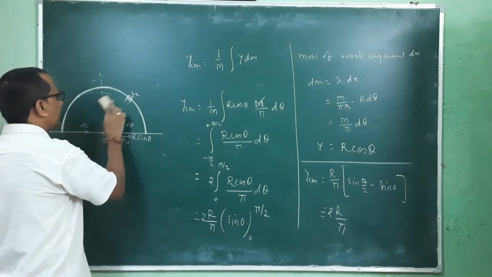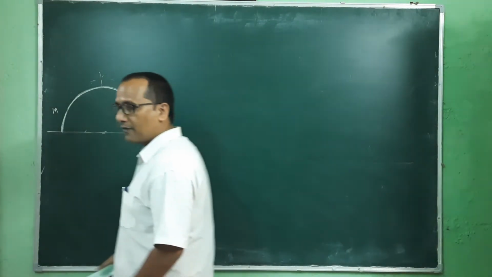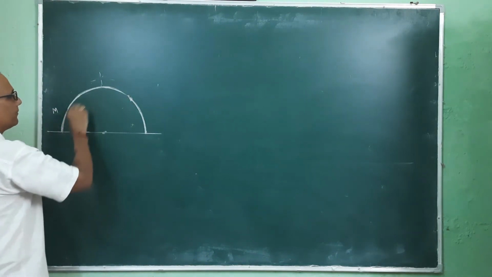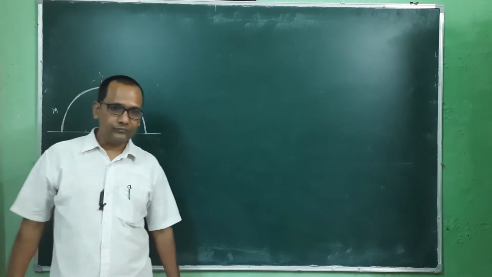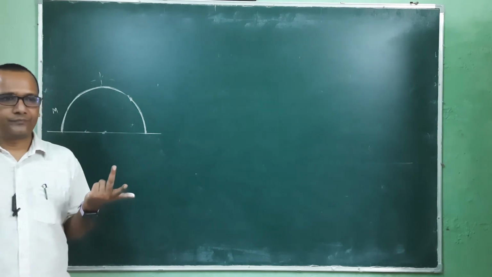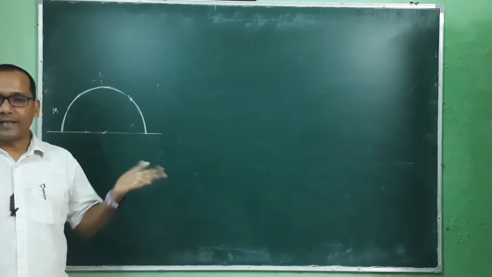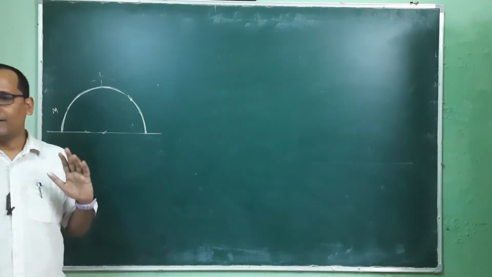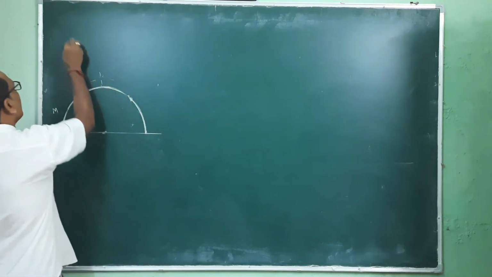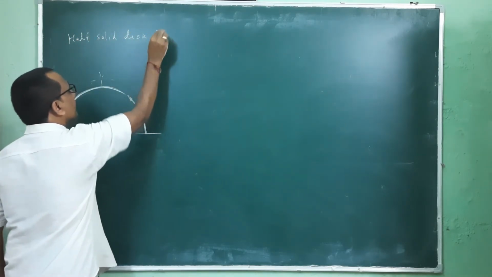So now this is not a ring, it is a disc. So this is the half disc. Half disc means that mass is uniformly distributed, the areal case. So the density we will take is the surface density, because this is a two-dimensional case. So this is a half solid disc of mass m.